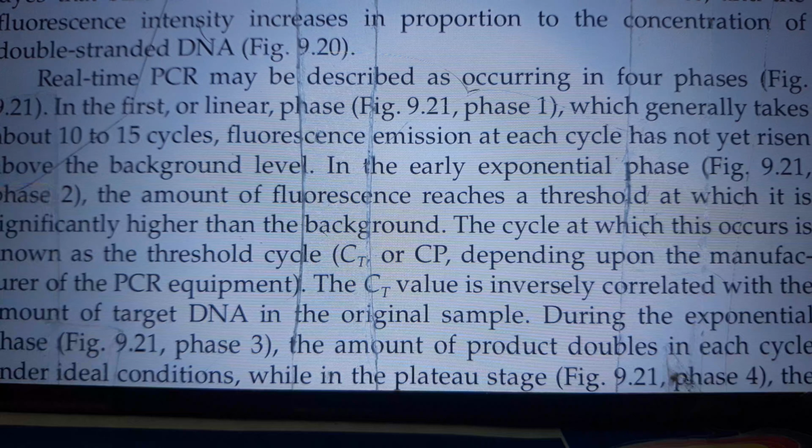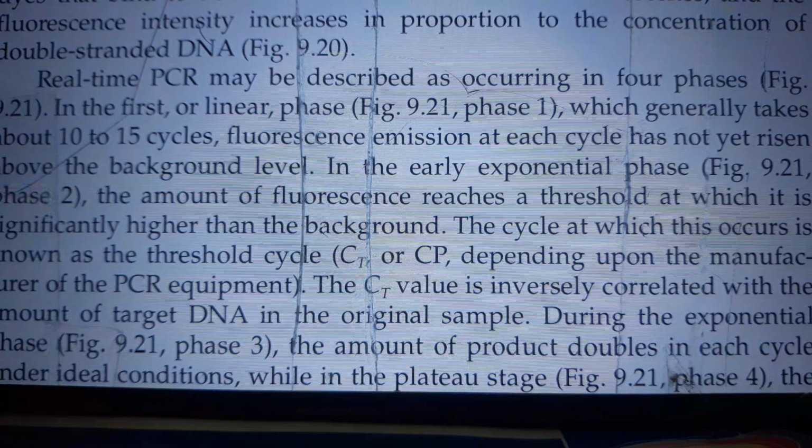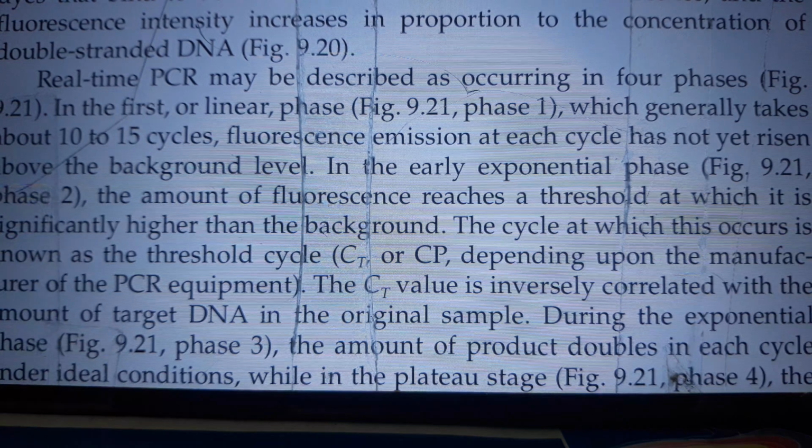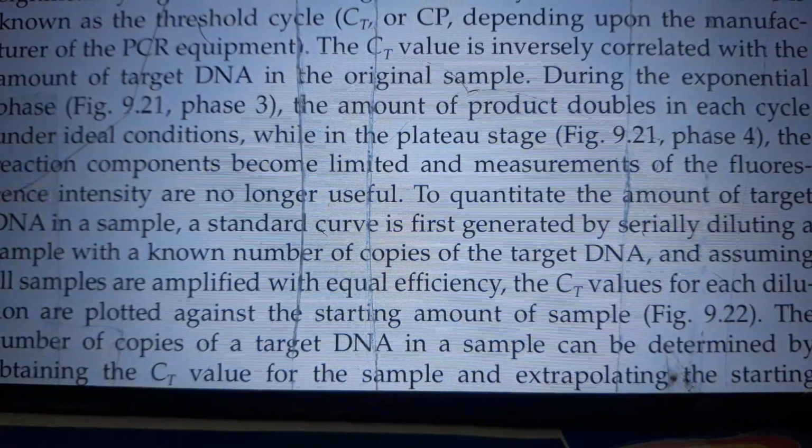In the first, or linear phase, which generally takes about 10 to 15 cycles, fluorescence emission at each cycle has not yet risen above the background level. In early exponential phase, the amount of fluorescence reaches a threshold at which it is significantly higher than the background. The cycle at which this occurs is known as the threshold cycle. The CT value is inversely correlated with the amount of target DNA in the original sample.